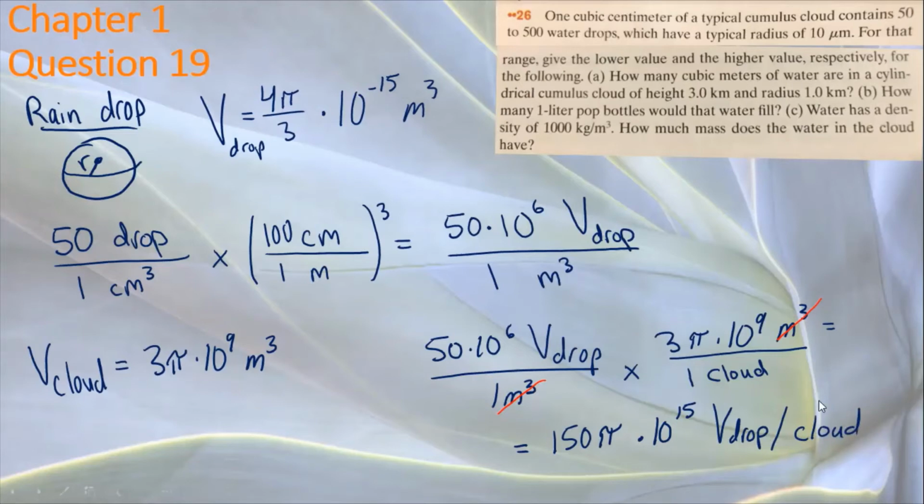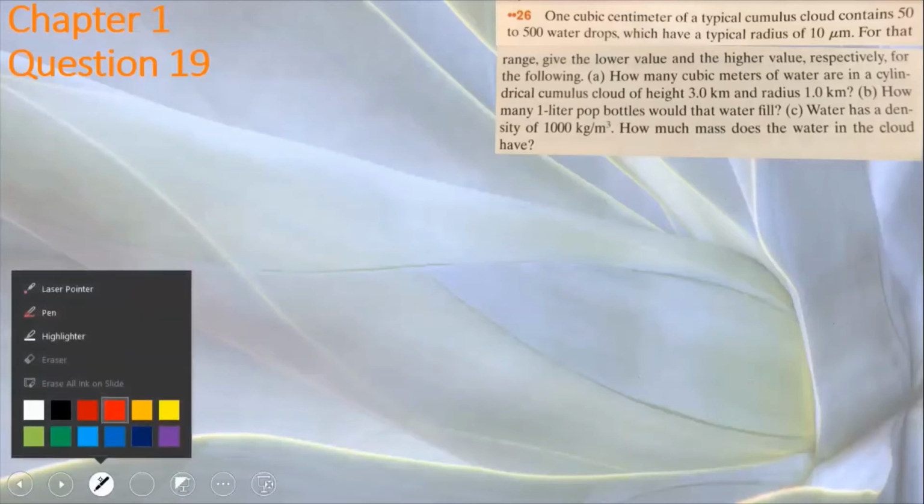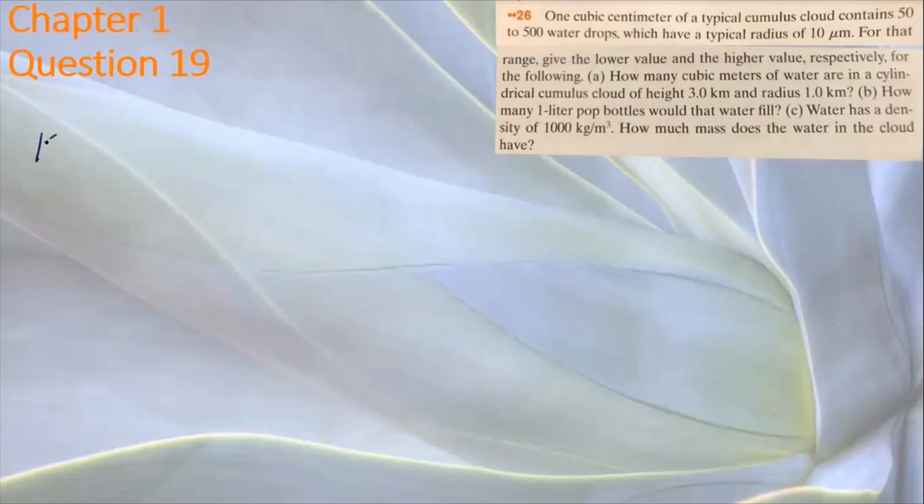So in order to figure out the total volume of water in the cloud, we can multiply 150 pi times 10 to the 15 by the volume of water in one droplet. So we have 150 pi times 10 to the 15 V drop per 1 cloud.